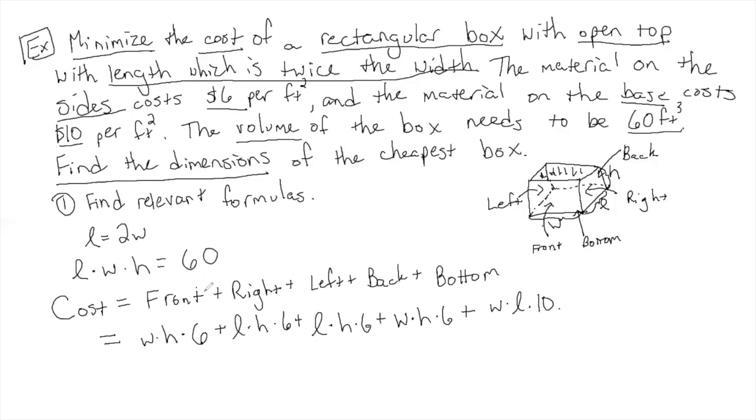All right, so I can simplify this. This is nice and easy. I can even do this all in one go. I have a 6WH and another 6WH, so that's 12WH. I have 6LH plus 6LH, that's plus 12LH. And then finally 10WL. Great. So this is my cost function. And I think I'm done with step 1. Seems reasonable.